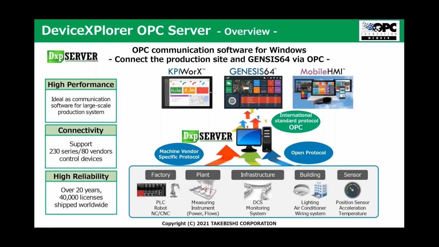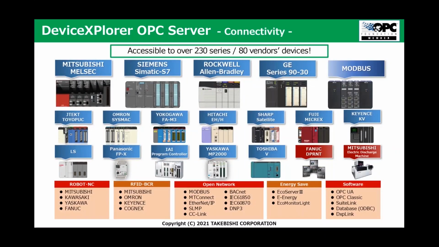So it gives you high performance. It is ideal communication software for large-scale production systems. It supports up to 200 different series of products from about 80 types of vendors, all supported in this one software solution. And because we have been in the market for a long time, it has high reliability and high quality. To give you an overview, what kind of 200 series of products and 80 vendors do we mean?